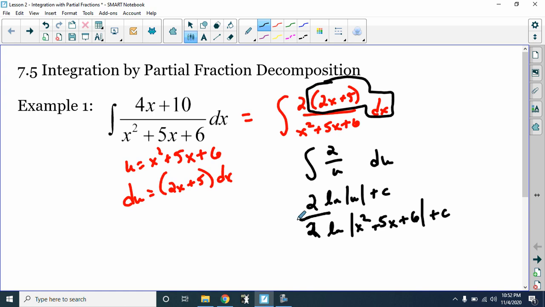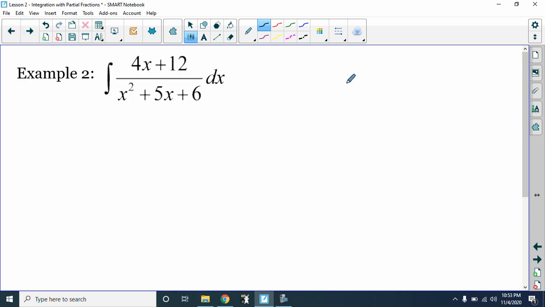So if it can be done by u substitution, it's going to be much faster and easier to do it that way. You would get the same answer, or an equivalent answer. It might not look exactly like that. Let's try another one here. This one says we have the integral of 4x plus 12 over x squared plus 5x plus 6.